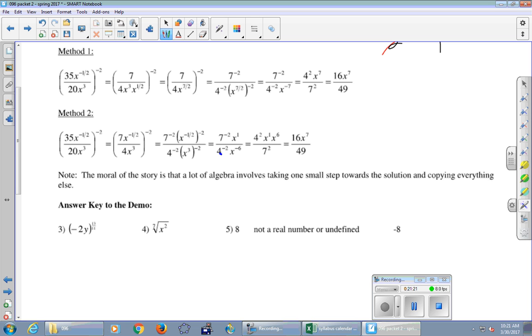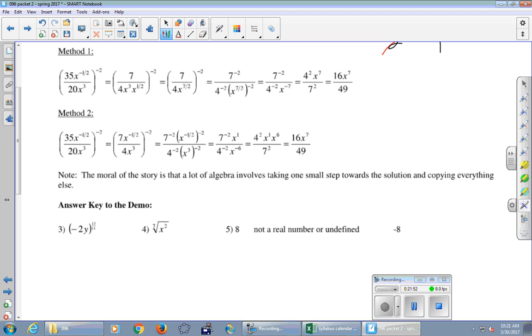X to the first does not contain the instruction that says move me. Where does the 4 to the -2 go? Goes up. Where does the x to the -6 go? Up. And now all the exponents are positive. One last step to finish this one. 4 squared is 16. How do you deal with those powers? Add them. 1 and 6, that's my x to the 7. And then finally, 7 squared is 49.